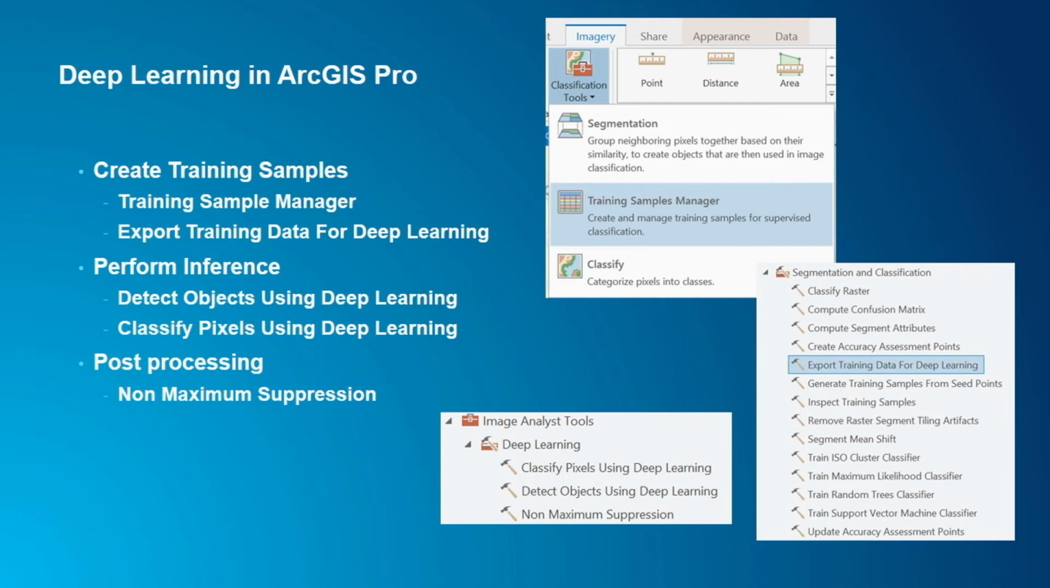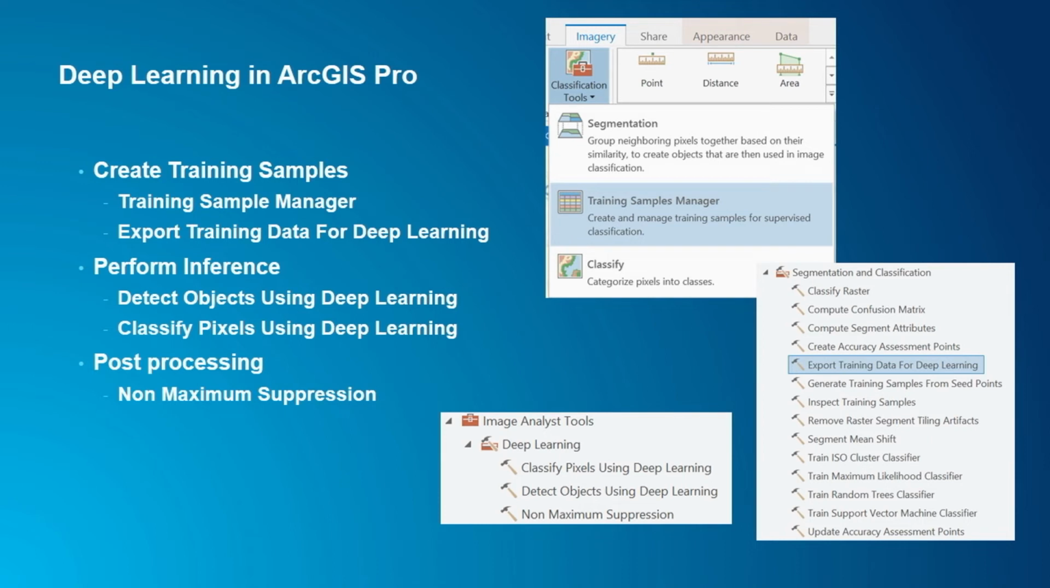We have several tools in ArcGIS to do deep learning work. Create training samples: in ArcGIS Pro, we have Training Sample Manager for you to create new GIS data and use that in Export Training Data tool to prepare the training samples. In ArcGIS Image Analyst Toolbox, we have the inference tools, Detect Objects Using Deep Learning, and Classify Pixels Using Deep Learning.